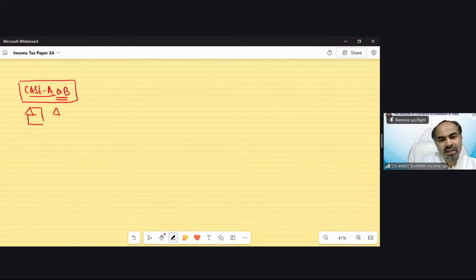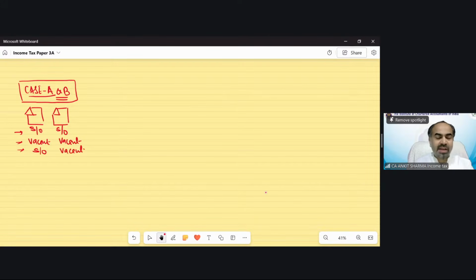Suppose anyone has 2 house property. Case A and B say, if both are self-occupied, the treatment would be the same for both cases. Or maybe both are vacant, or maybe one self-occupied and one vacant. So technically we are discussing the case in which there are 2 house properties and there is no real income from that house property directly or indirectly.